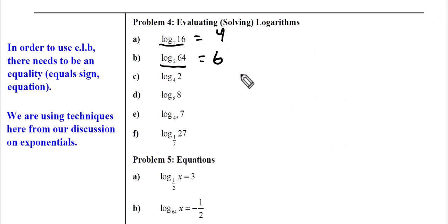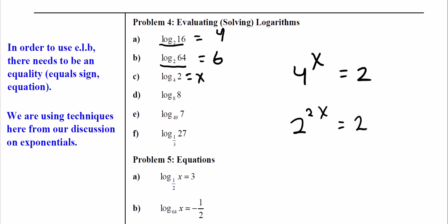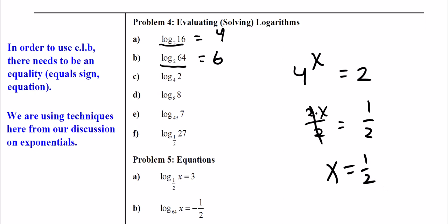Part C, I have 4 to the x power, right? Because I'm going to make this equal to x. Is equal to 2. 4 is 2 squared, and 2 actually has a 1 power. So that means I can ignore the bases and just set the exponents equal to each other. And if I divide both sides by 2, I get that x is equal to 1/2. So in other words, if I were to put this in a calculator, it would be 1/2.